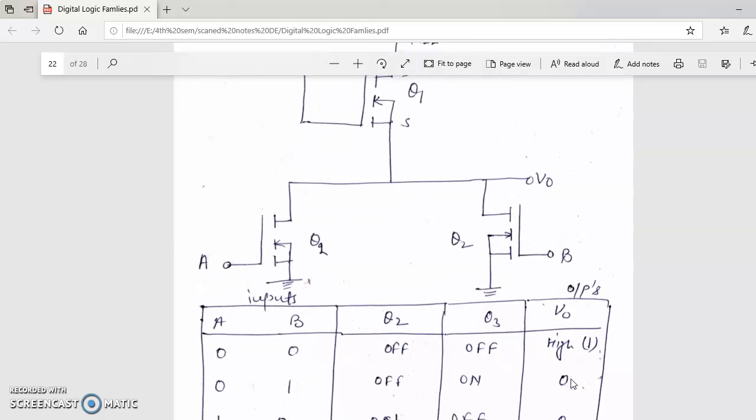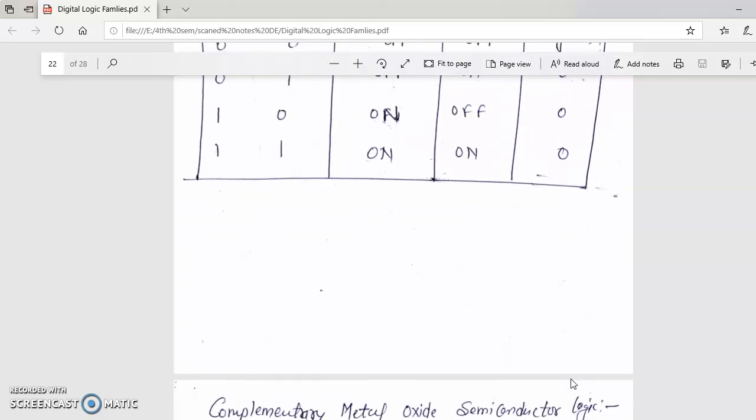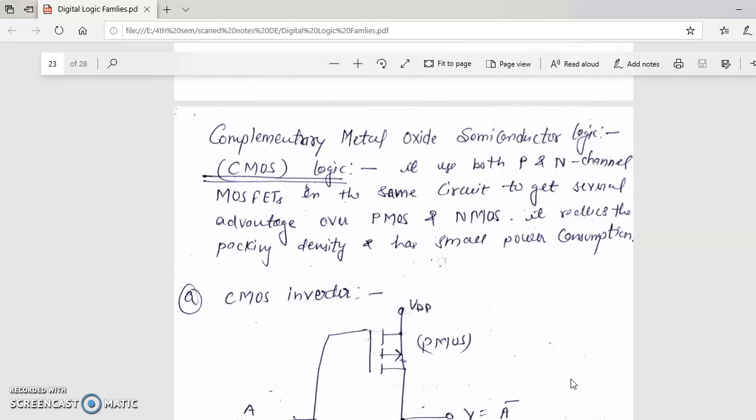These are the MOS logic families. First one is the simple inverter, that is the NMOS inverter. Second one is the NMOS NAND gate, and third one is the NMOS NOR gate. Okay, after that we are going to CMOS logic, that is complementary metal oxide semiconductor.